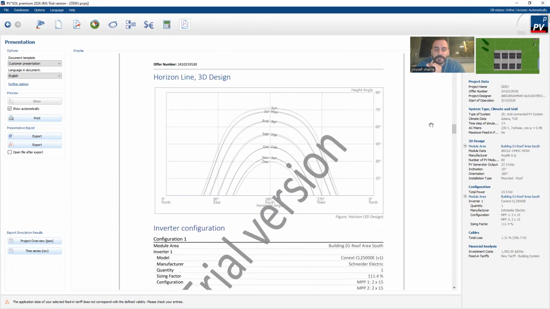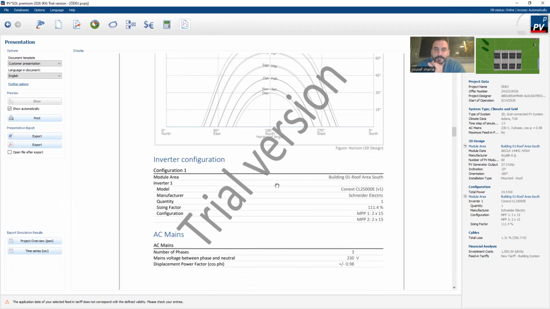In page number 5, for the inverter, I selected inverter number 1. We selected the Conext CL 25000E version 1, manufactured by Schneider Electric, a globally trusted brand in electrical and energy management systems, one of the biggest companies in the world. This is a three-phase inverter with a rated AC power of 25 kilowatts.